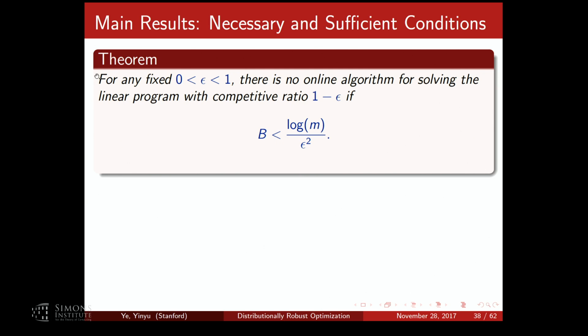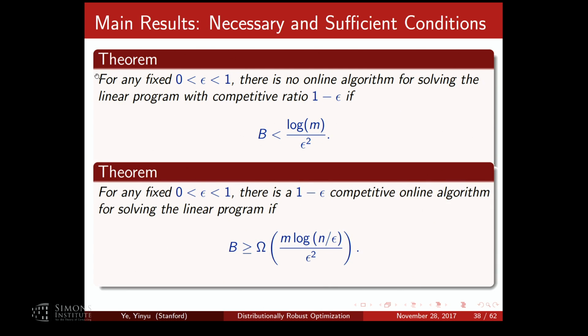On the positive side, there is a 1 minus epsilon competitive online algorithm if B is greater than m log n divided by epsilon squared. So you just forget the log term, so m divided by epsilon squared. This is true for any n, m, epsilon. So this is a universal constant.